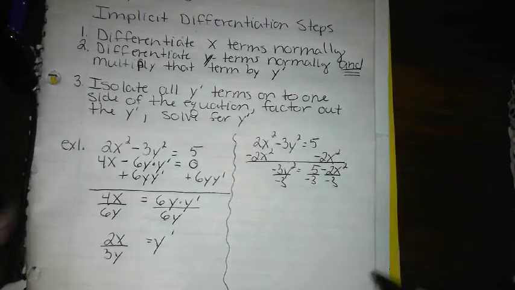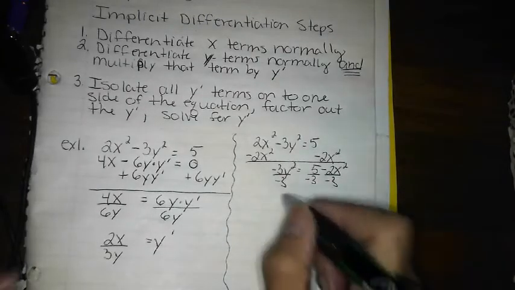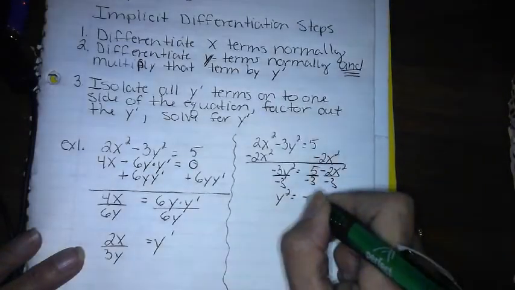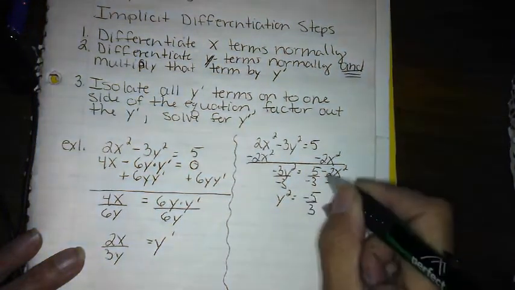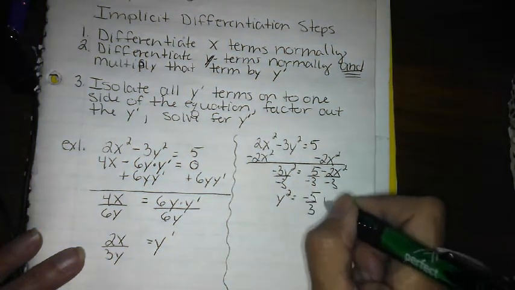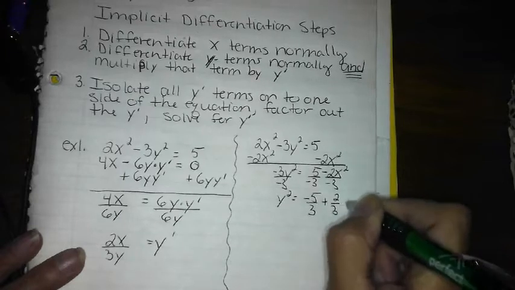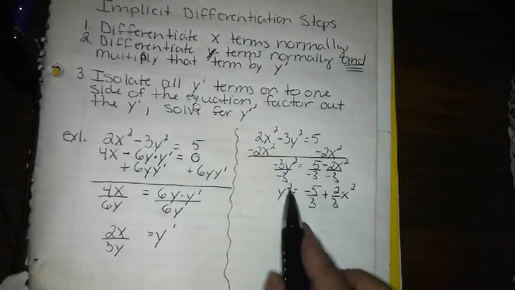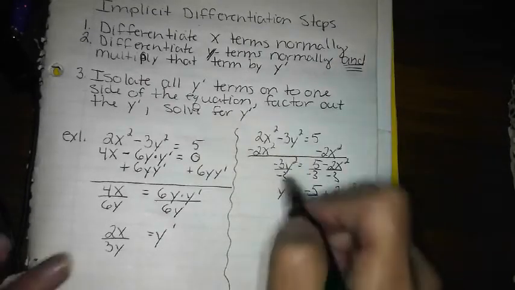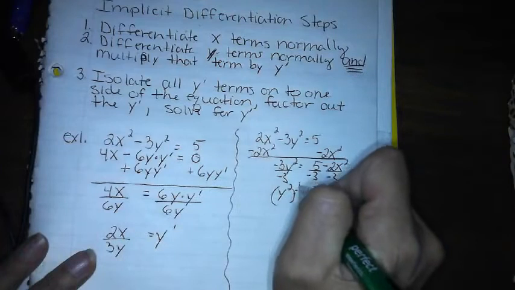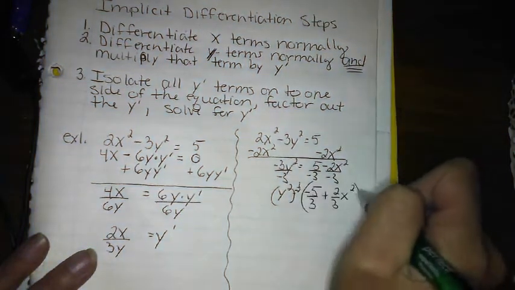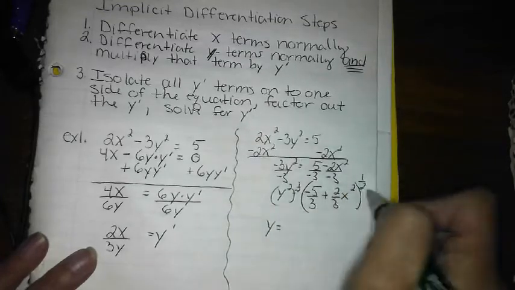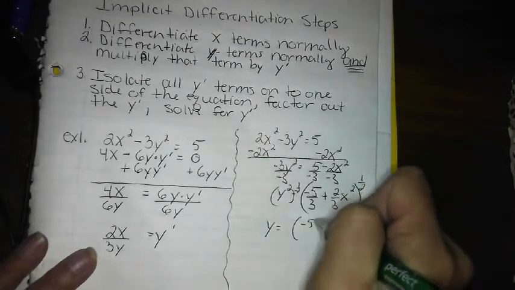I'm going to separate those so I don't have to do a quotient rule. That will leave y squared equals negative 5/3 plus 2/3 x squared. And the last thing I've got to do is get rid of the squared, so that means I'm going to raise to the 1/2 power on both sides. So my equation is y equals this whole thing to the 1/2 power.